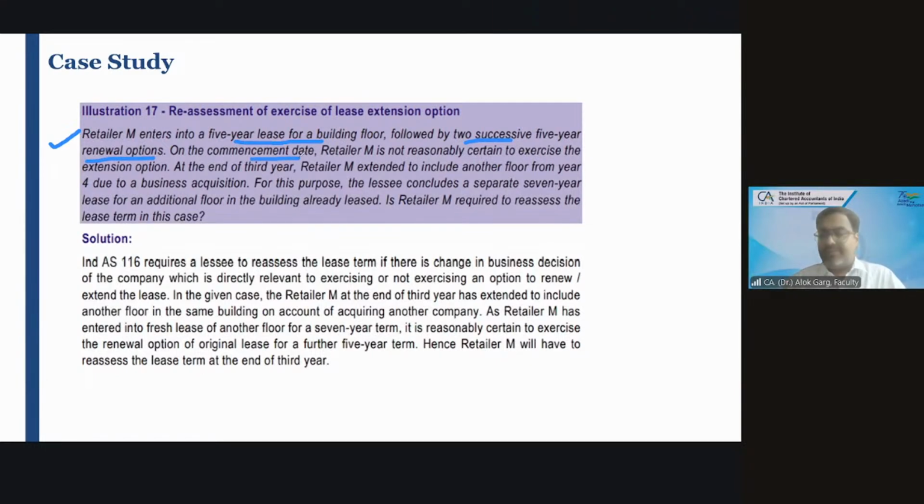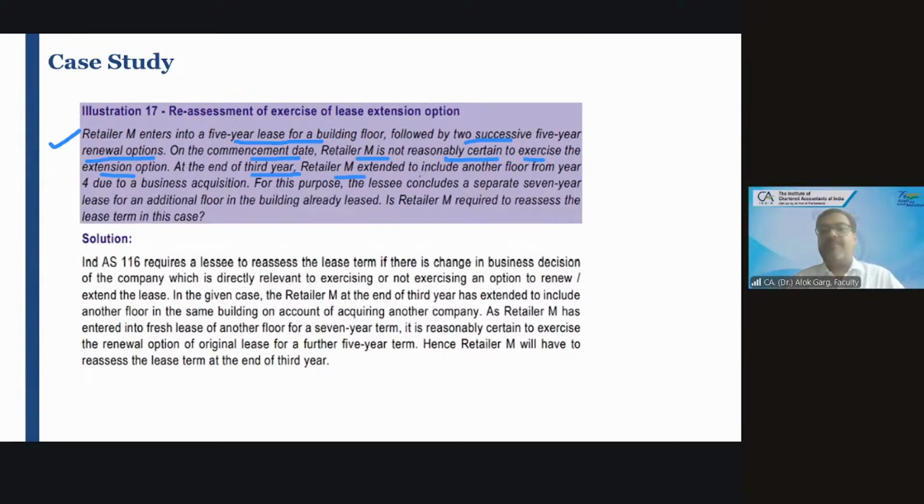On the commencement date, retailer M is not reasonably certain to exercise the extension option. Means what is the lease term on the commencement date? 5 years. 5 years is the lease term on the commencement date. At the end of the 3rd year, means 2 years are left. 1, 2, 3 completed, 2 are left.